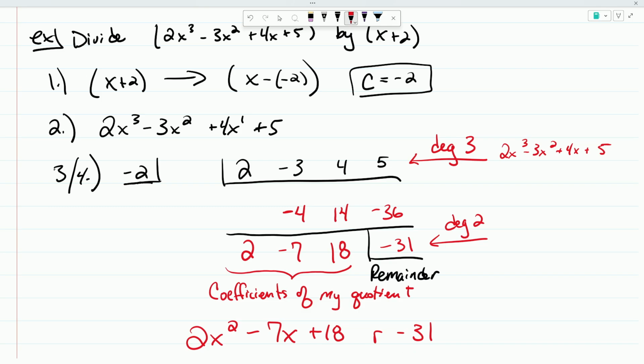And that's how we do synthetic division. All right? Now, there is a proper way to write the quotient, okay? And I'm going to write that below here in black.